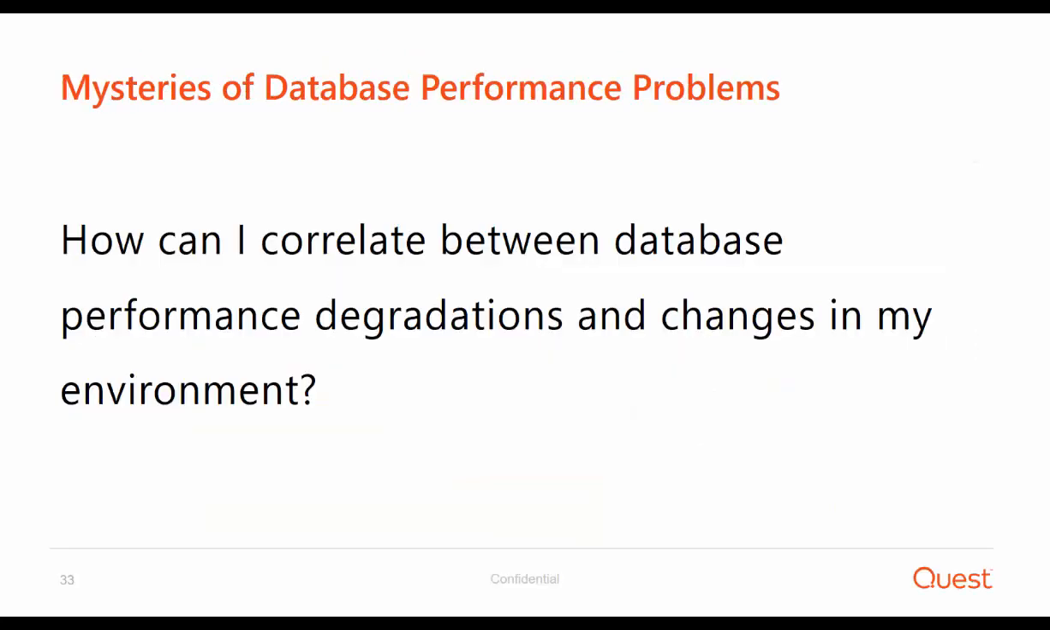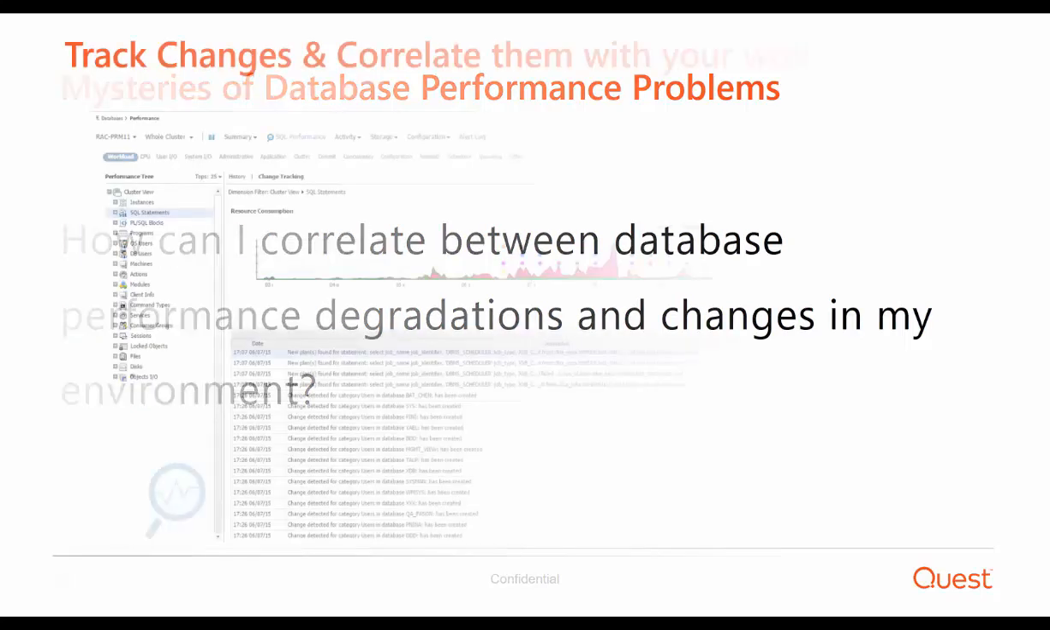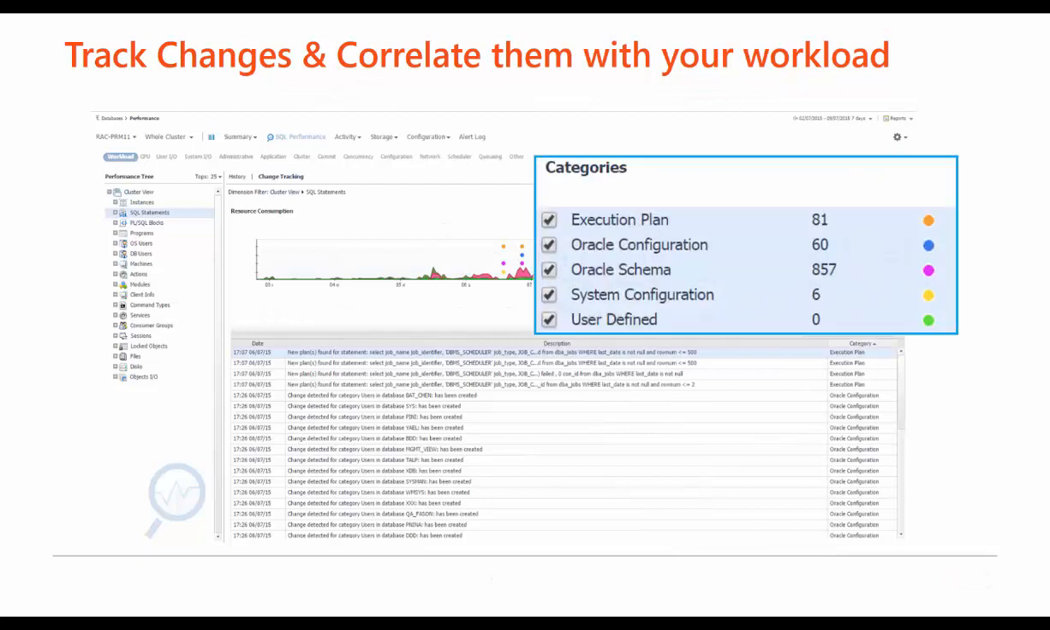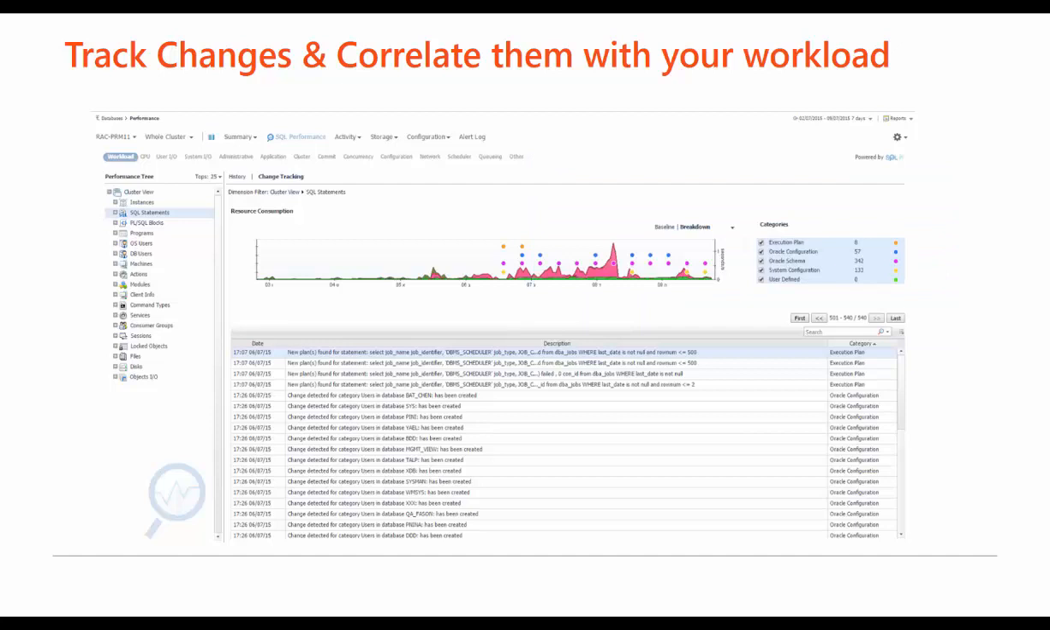Next challenge: how can I, as a DBA, correlate between database performance degradation and changes in my environment? For example, maybe I would like to understand that the reason for an increase in I/O activity is an index that has been dropped. So let's see it using Foglight Performance Investigator. In this case, we can see the workload activity chart. You can see the breakdown at the top of the screen.